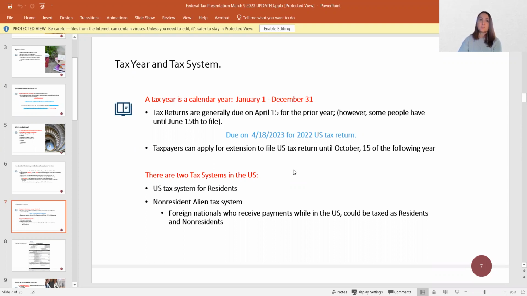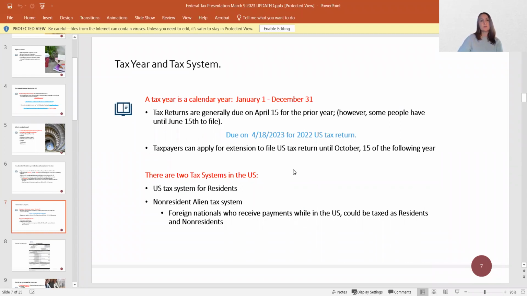Everybody is allowed to file an extension to file a US tax return until October 15, but you actually have to physically apply for the extension by mailing the form or using your tax provider, who will do it for you.